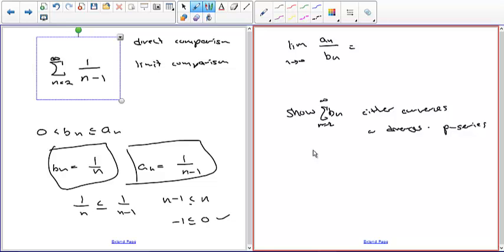Okay, so you got that part done. So now you're going to look for the convergence criterion for a p-series and see what that is.